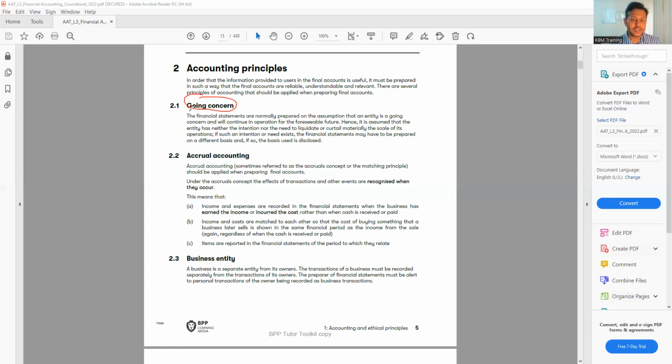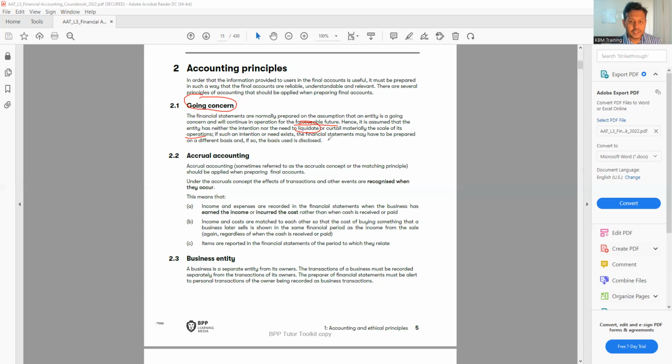If you read this one, it says the financial statements are normally prepared on the assumption that the entity is a going concern and will continue in operation for the foreseeable future. So it will continue for an unlimited period. It will never stop. Hence, it is assumed that the entity has neither the intention nor the need to liquidate or curtail materially the scale of its operation. So you're not going to liquidate, meaning dissolve or close the company. We should not have this intention of closing this business.